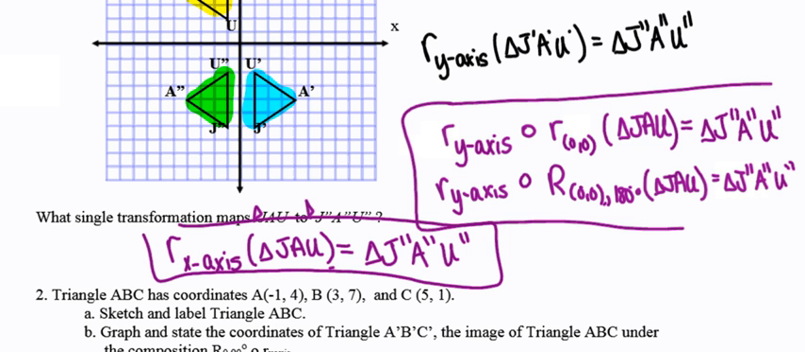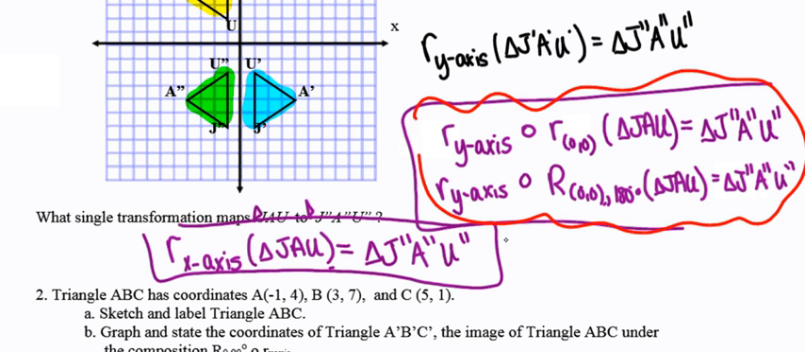So this composition that we decided up here in red, and the single transformation that we did down here in blue, both result in the production of the green triangle.